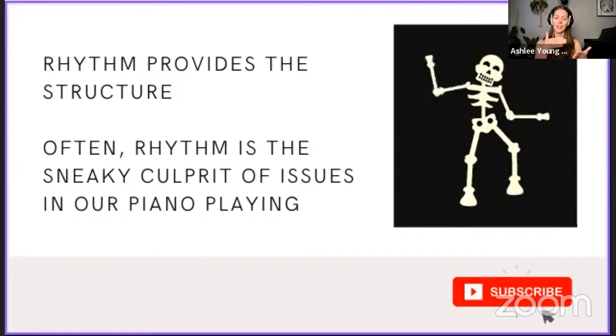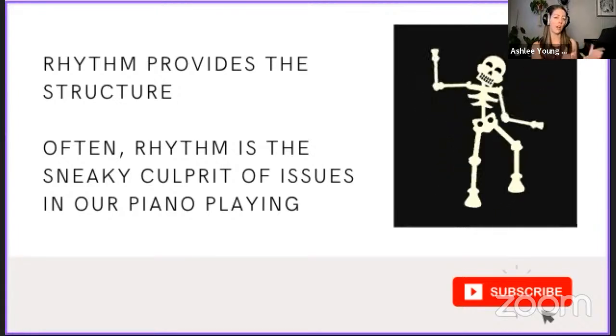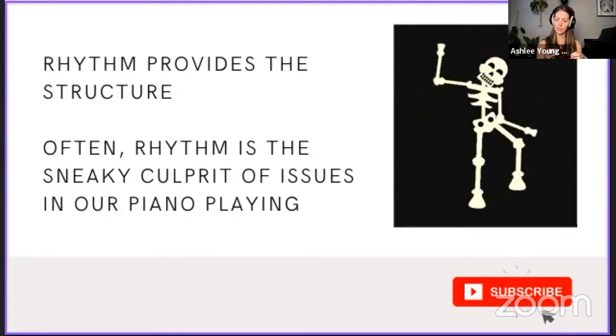And we need the counting out loud, and we need that rhythmic structure so that our hands can coordinate where they are supposed to be on the piano and when they are supposed to be there. And if we don't have rhythm, that doesn't happen. So often, rhythm is the really sneaky culprit of other issues in our piano playing.